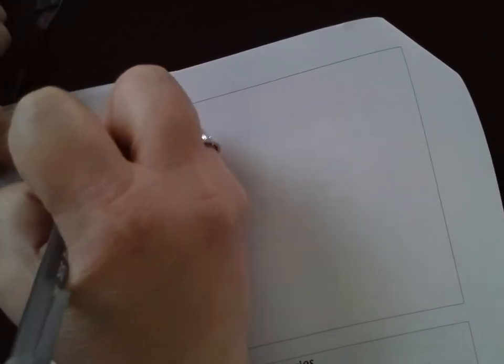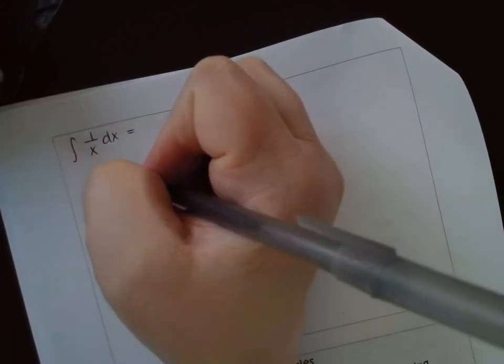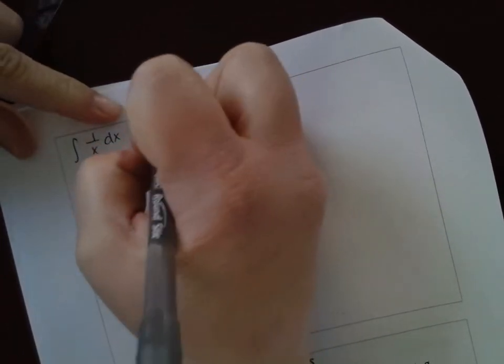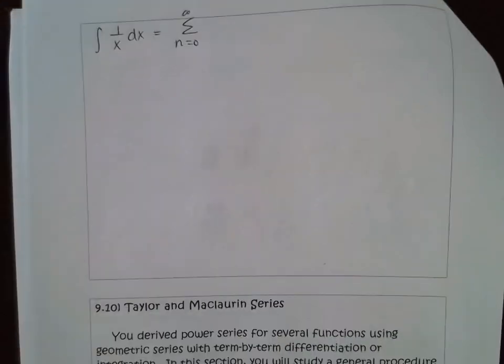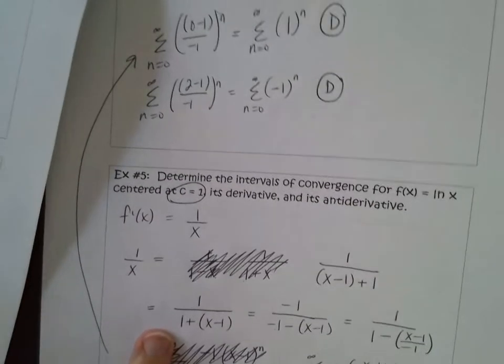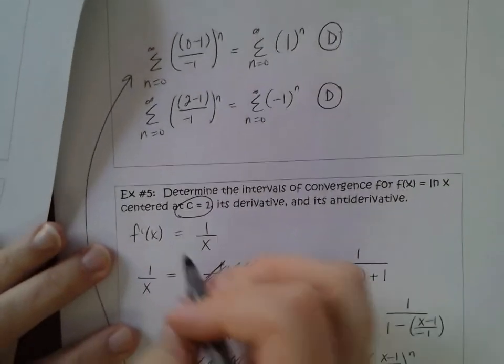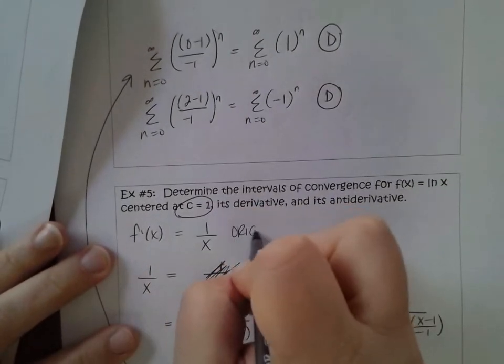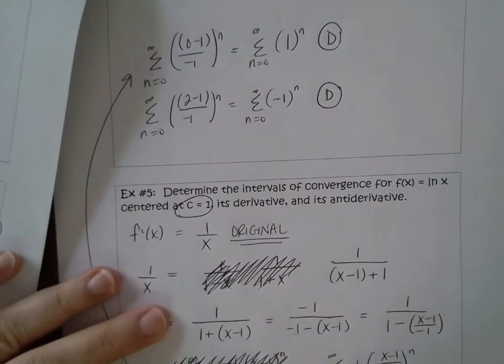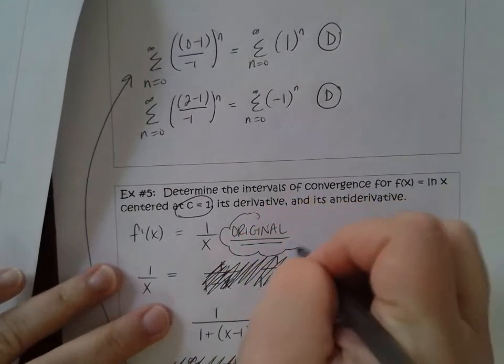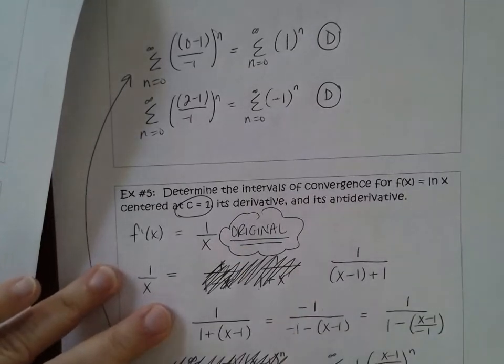So if I take the integral of 1 over x dx, in other words, if I take that formula that we just came up with as our answer, so this is a little bit confusing. Even though this is the derivative, I'm going to treat this as the original, so that when I take its antiderivative, I'm going back to the other. I'm all over the place.